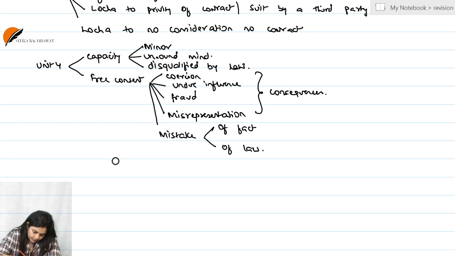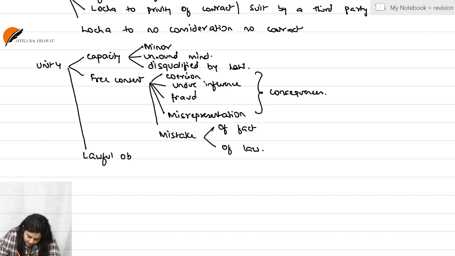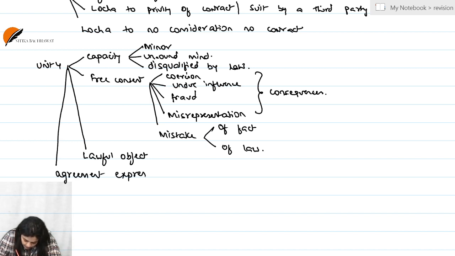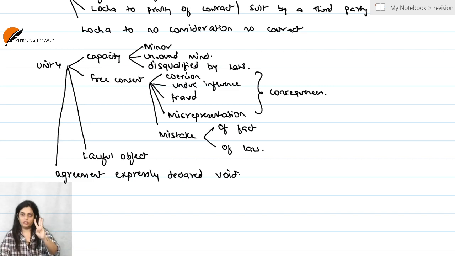Then we had done lawful object, where we basically had six heads under this, and in the last one, that is agreement against public policy, we had 10 different heads. And finally, last, we had done agreement expressly declared void. And under this, we had basically covered three topics.